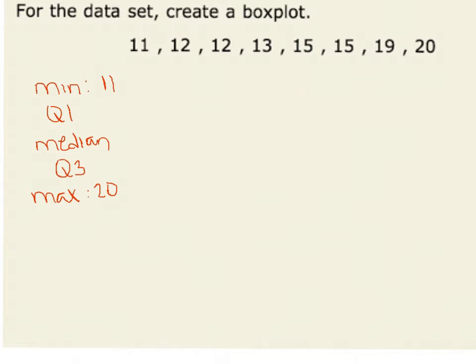The median is the data value that divides the data set into halves. Since we have 8 data points, our median is going to be the average of the middle numbers, which is given by 14. Now we are going to find the lower quartile and the upper quartile.